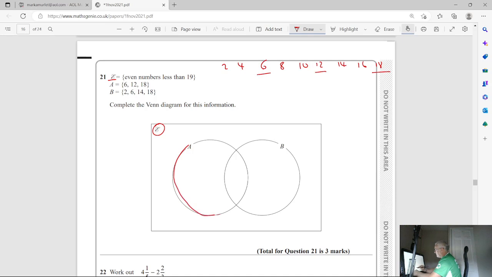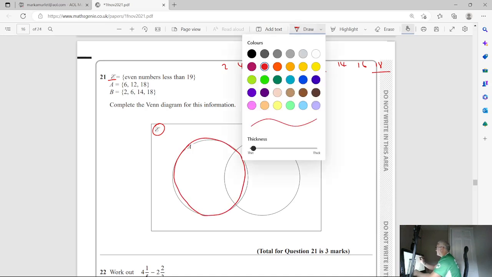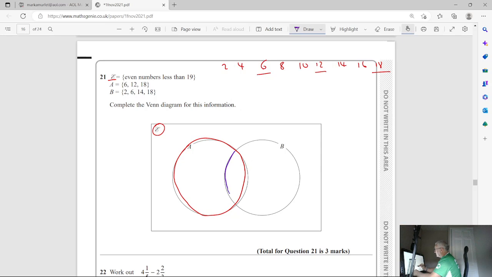In this circle somewhere is going to be the red ones. Okay. In this circle somewhere, B is going to be 2, 6, 14, and 18. Now, if they're in both sets, they're going to have to go in the middle section. So we know 6 is going to go in there, and we know 18 is going to go in there. So we've used that one, and we've used that one. We know 12 is going to go into this section here. We know 2 is going to go into the section here, and 14 is going to go into the section here. So we've used 2, we've used 14, and we've used 12.